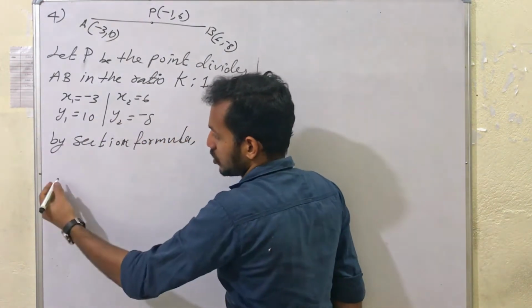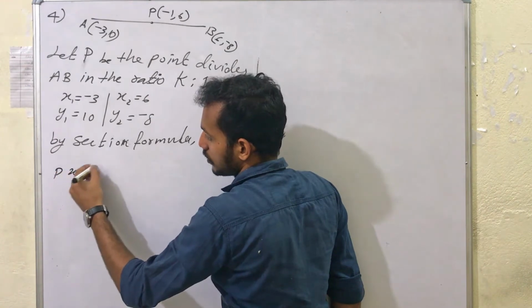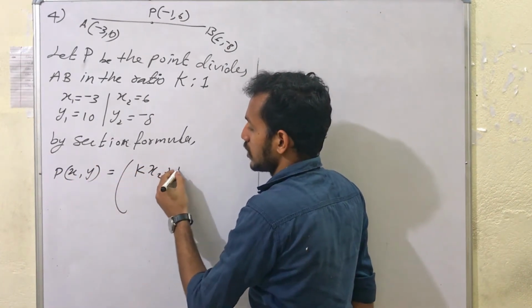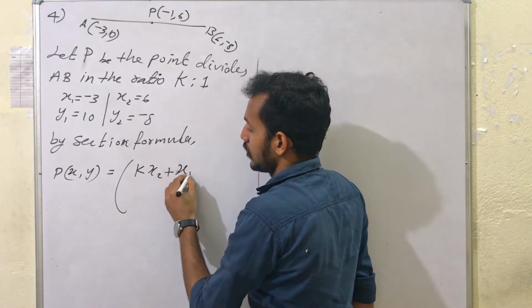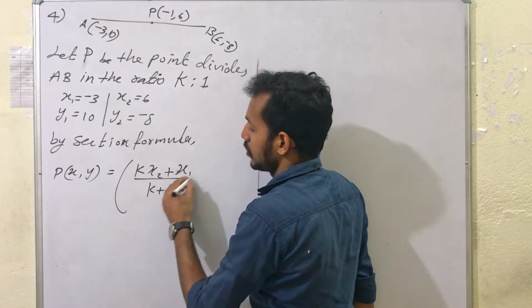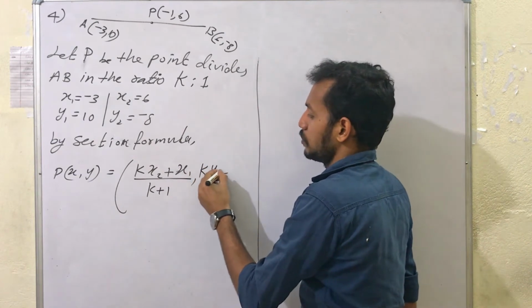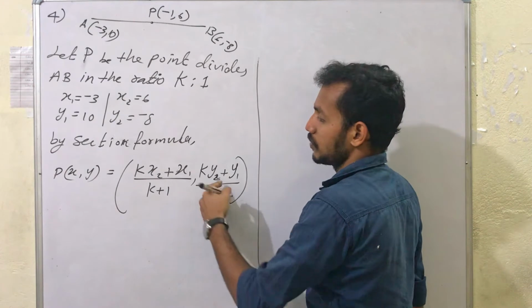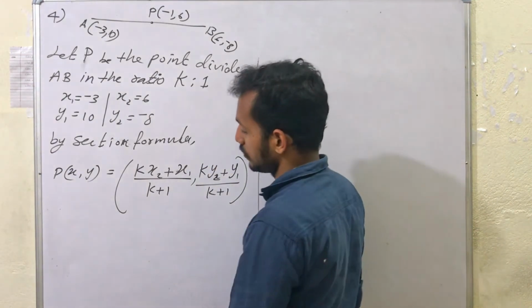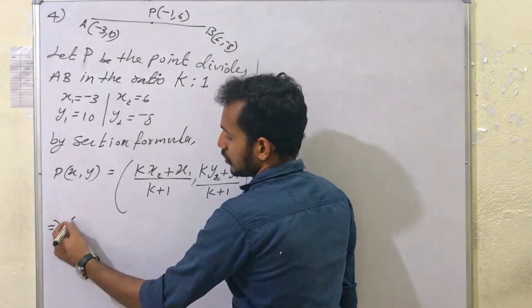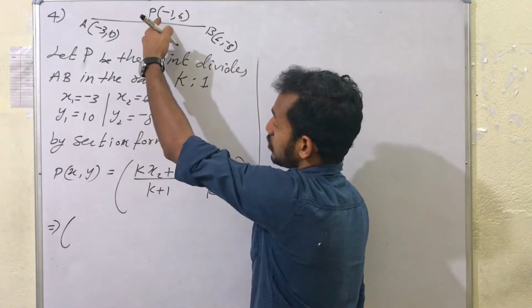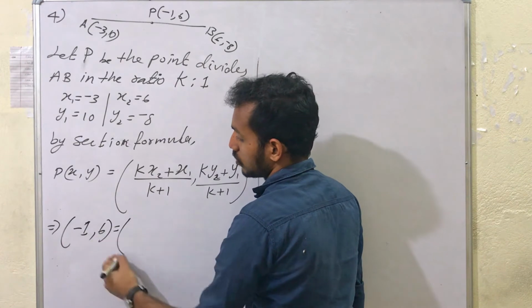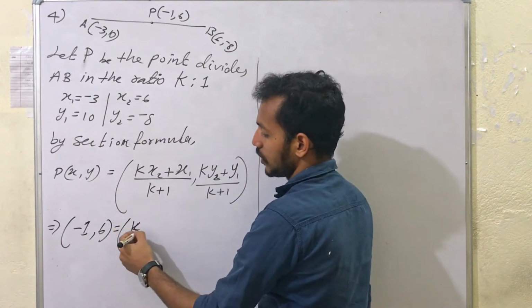In terms of k, what is the section formula? We have learned that it is kx2 plus x1 divided by k plus 1, comma, ky2 plus y1 divided by k plus 1. This is the formula we have learned in terms of k. That implies the coordinates of P, which is minus 1 comma 6, is equal to, what is k? k we don't know, we have to find it.